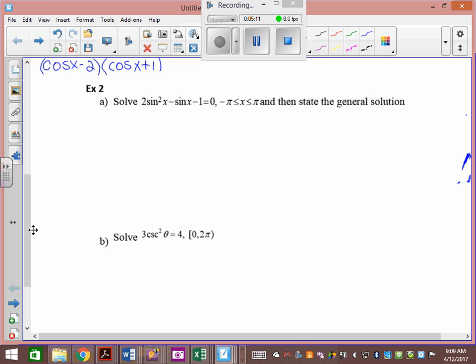Example 2. So this one here, what's the difference between this and the previous example? It's equal to something. If it's equal to something, you have to solve it. So what you always have to do is move everything to one side, set it equal to 0, and then factor it. So what times what gets me negative 2, and what plus what gets me negative 1?